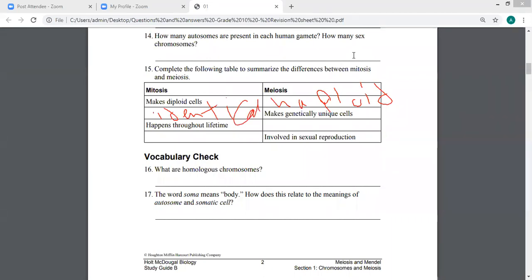The next gap, meiosis happens throughout lifetime. So meiosis happens when? All lifetime or a specific time? Similar to the mitosis or what? Specific time. Specific time in the life cycle.